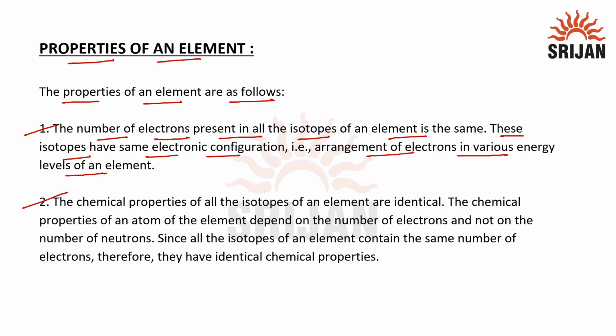Next, the chemical properties of these isotopes of an element are identical. The chemical properties of an atom of an element depend on the number of electrons and not on the number of neutrons. Since all the isotopes of an element contain the same number of electrons, therefore they have identical chemical properties. Again the same example, protium, deuterium and tritium have the same chemical properties because they have the same number of electrons.